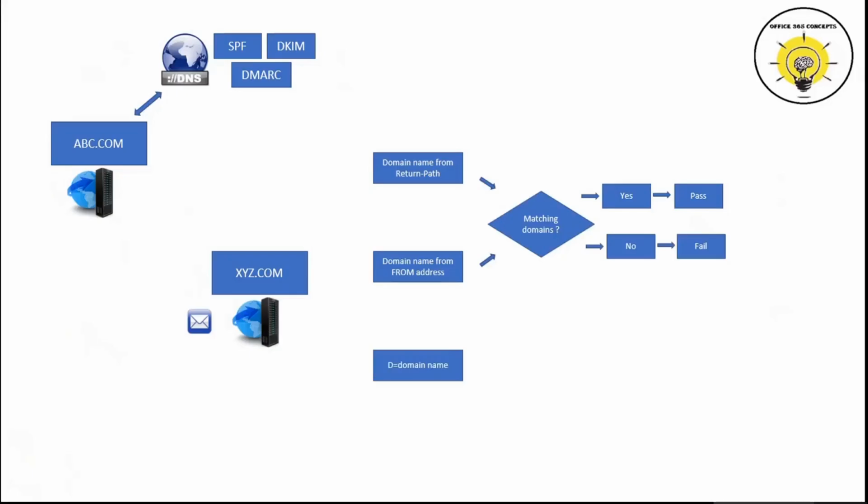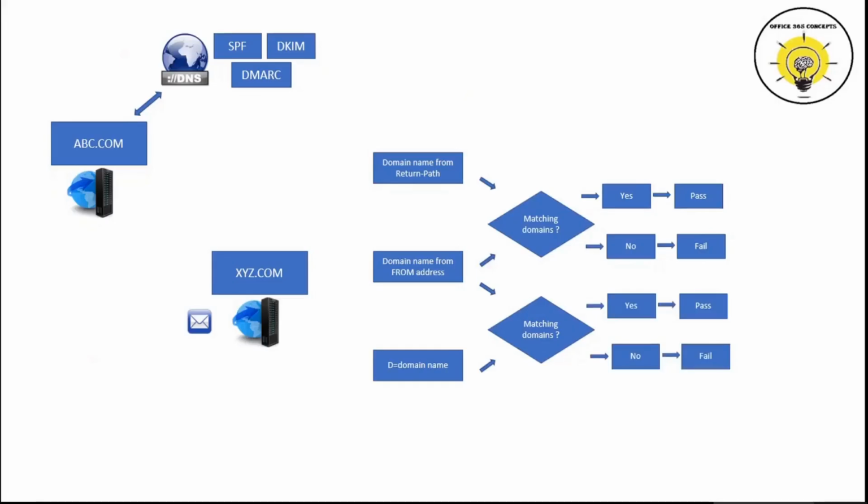The recipient server will check the domain name within the d= attribute and match that domain with the domain name extracted from the from address. d= is a value found within the DKIM signature, which indicates which domain has signed this particular email. If both domain names match, DKIM will pass, else DKIM will fail. Now, if either SPF or DKIM check fails, the recipient server will treat that email as per the action specified by the sending server within the DMARC record.